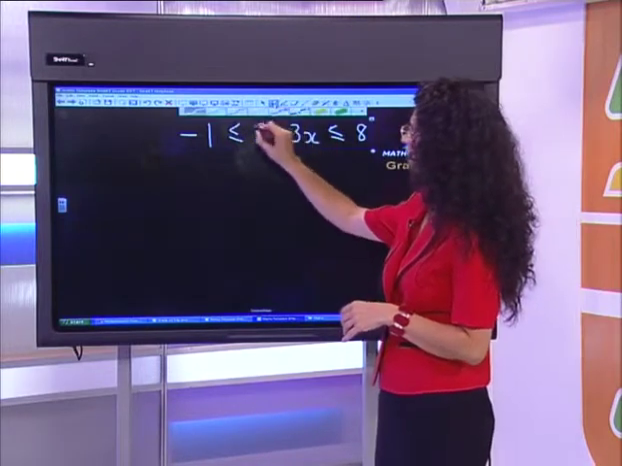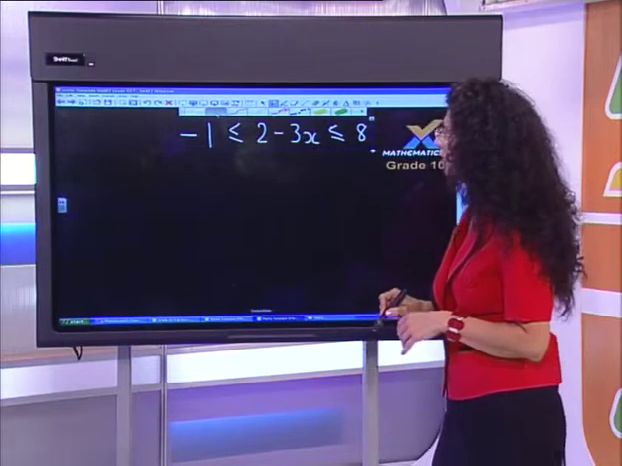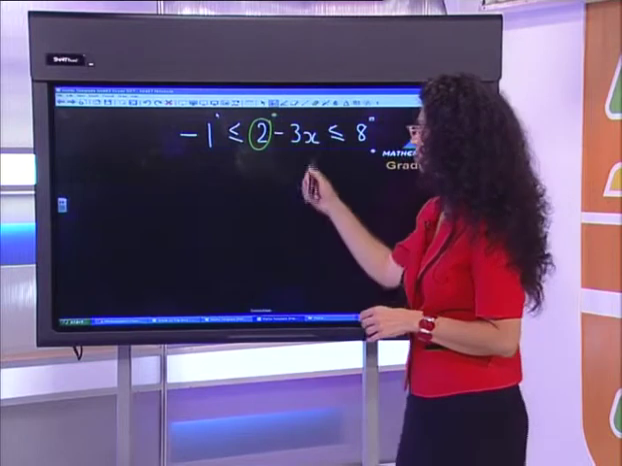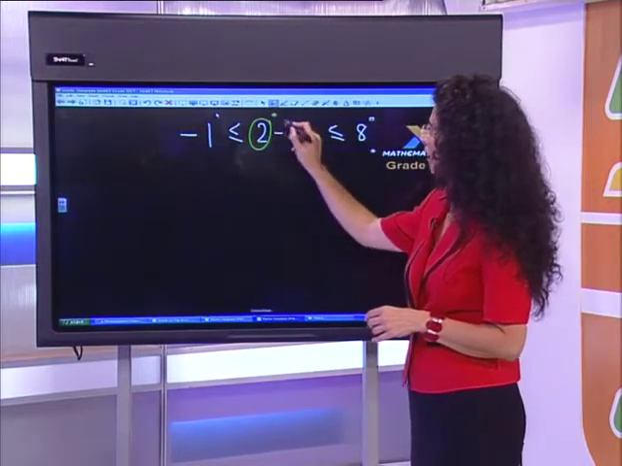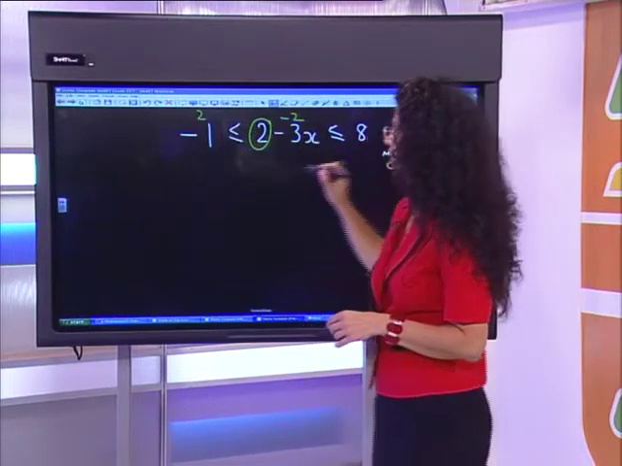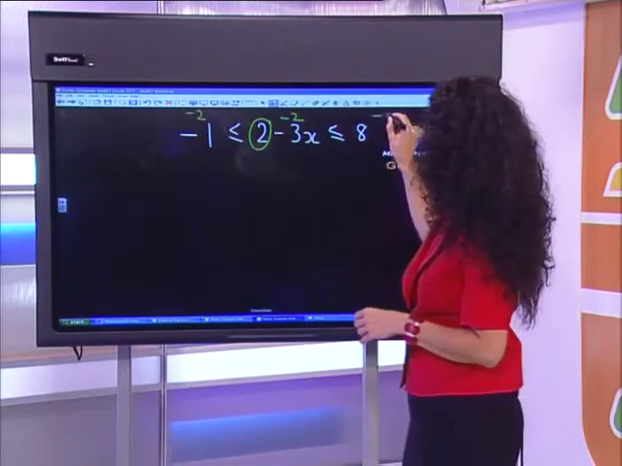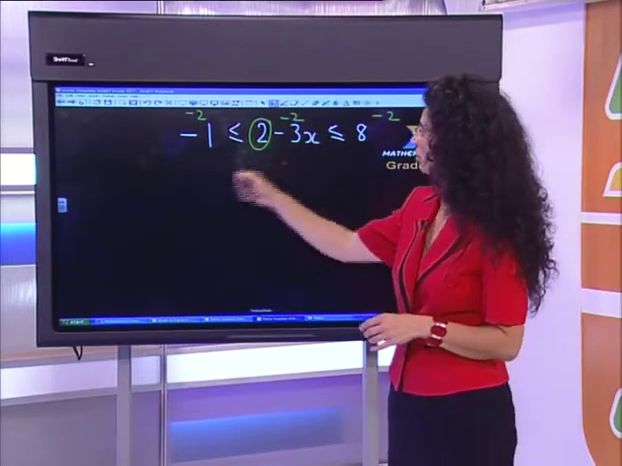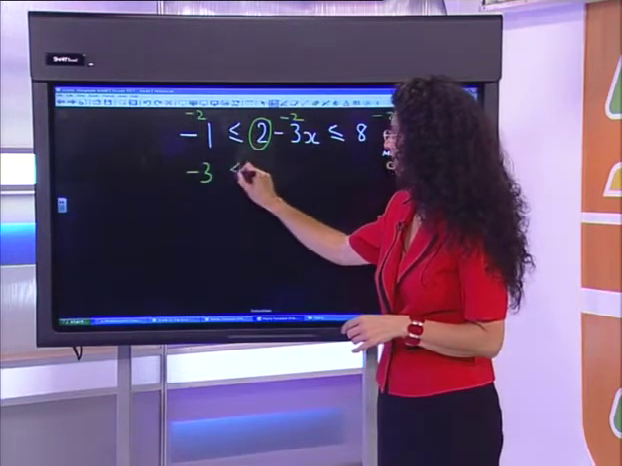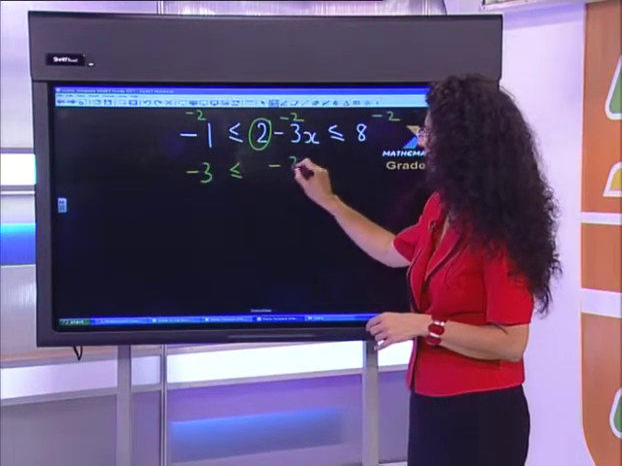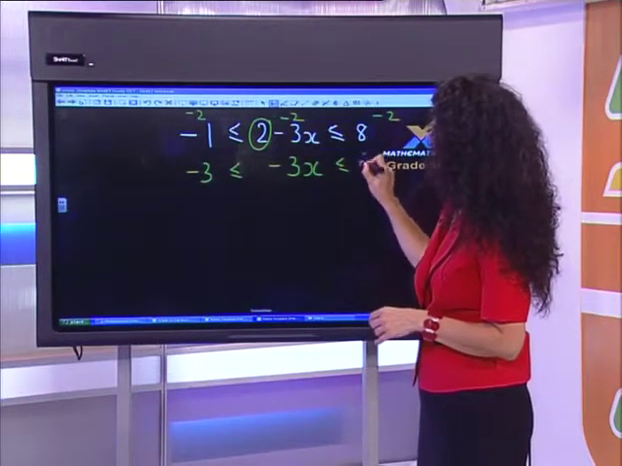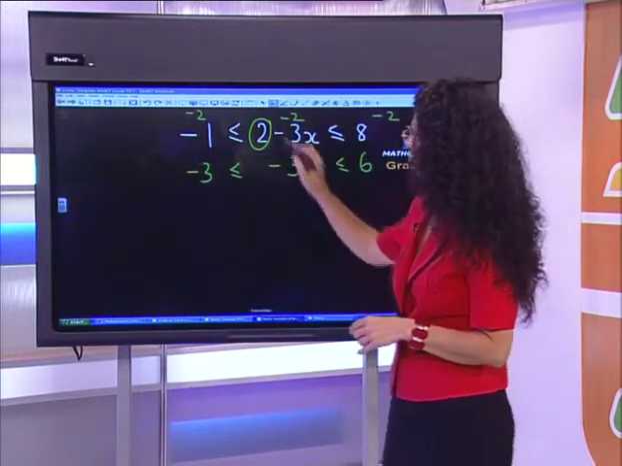It's useful to use some color so that you can see that you're doing it in all cases, and what we want to do is to be able to get rid of this 2 because we're trying to solve for the variable. So we need to minus 2 in the middle, we need to minus 2 on the left, and we need to minus 2 on the right. And after performing those operations on all three sides, we now get -3 is smaller than or equal to -3x, and on the right hand side 8 minus 2 is 6. And now we're going to divide by -3.